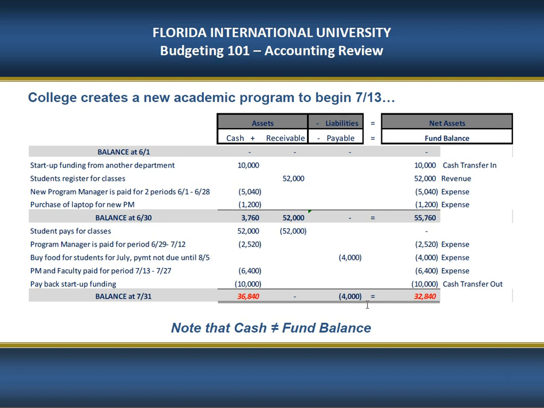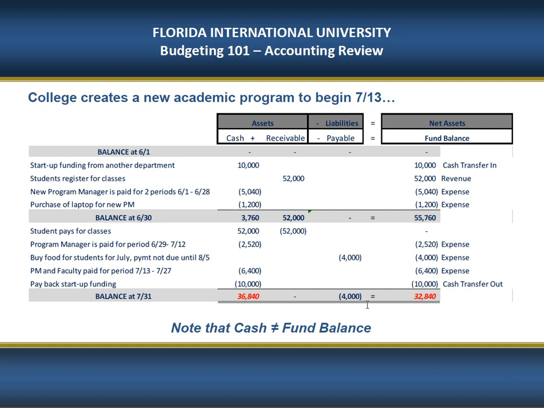So, at the end of June, our cash balance is $3,760. We have an outstanding receivable for $52,000. And the sum of those two equals $55,760, which is the fund balance at the end of June. Okay, let's keep going.